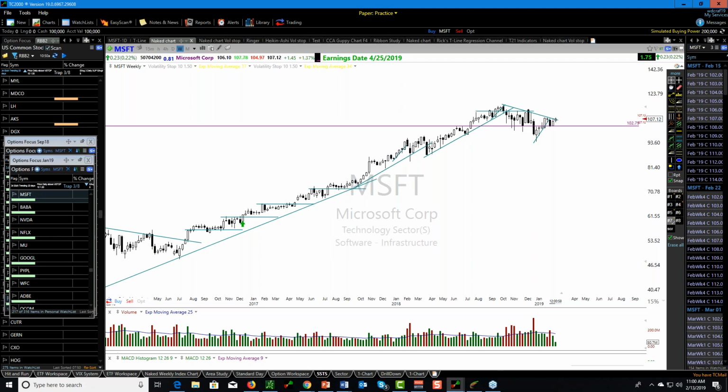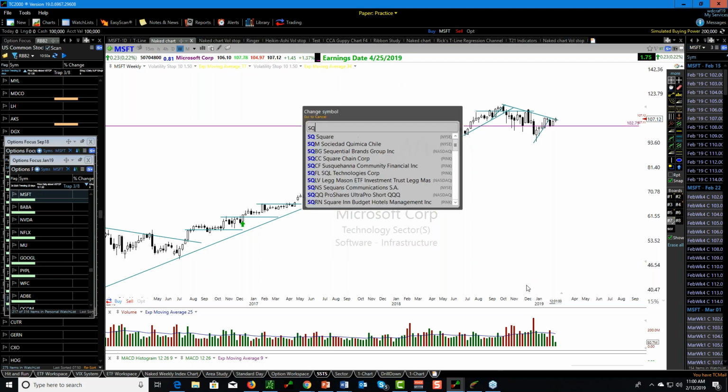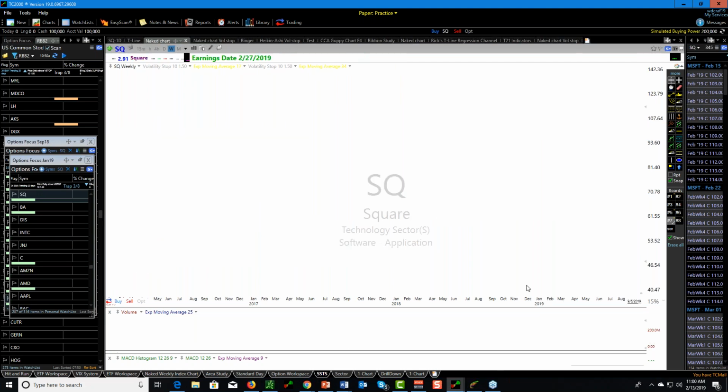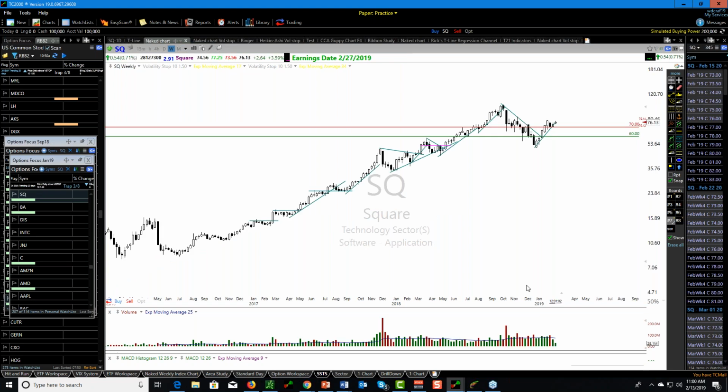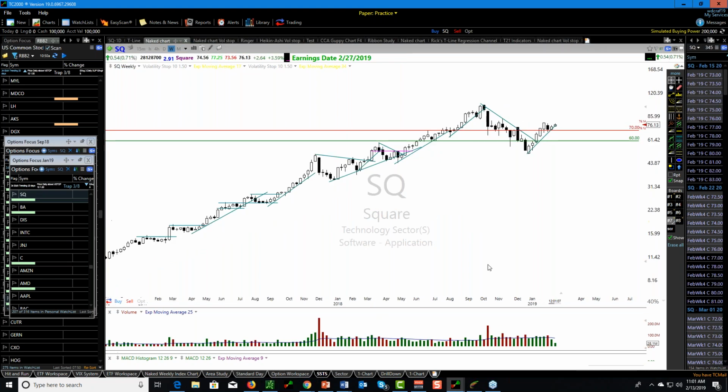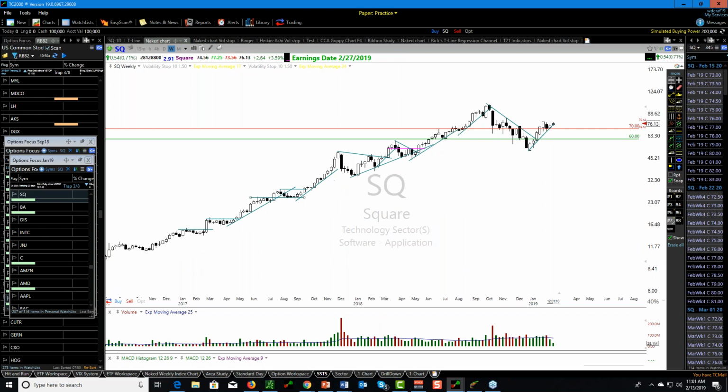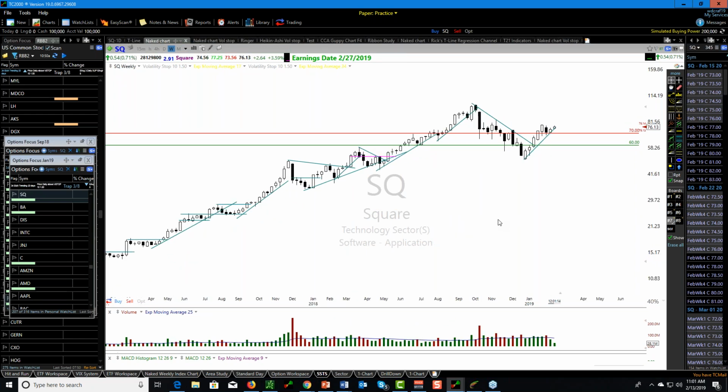Take a look at SQ. We made a bucket load of money in SQ last year, and we actually made some money on the short term in SQ here recently. But look at this same pattern over and over and over. Just follow a trending chart and let it do the work. Just wait for the next entry into the trade.